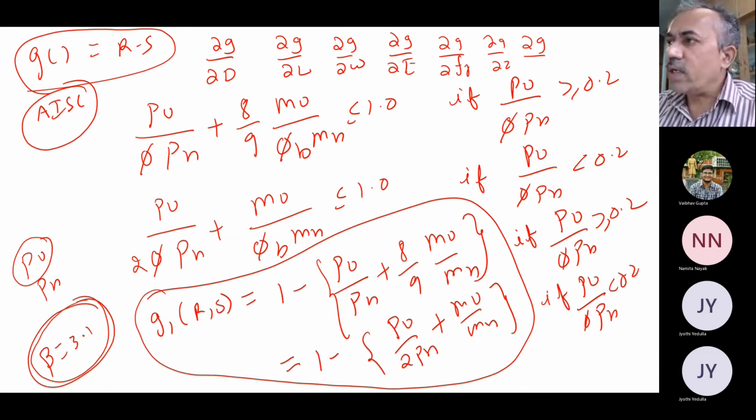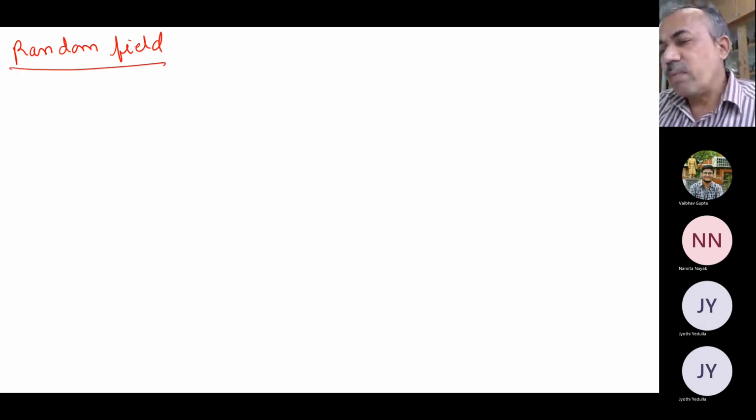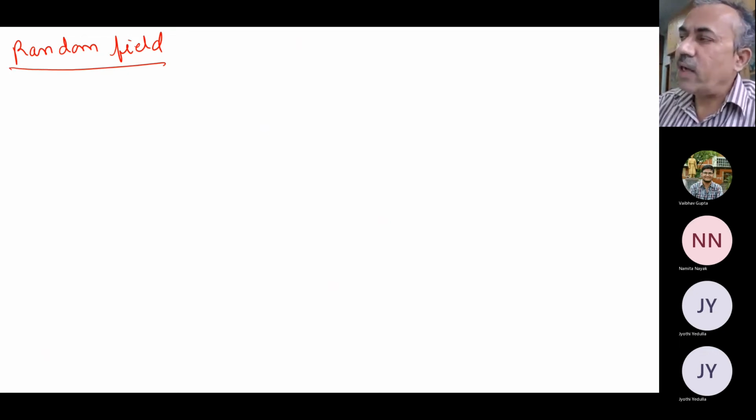Now one more important thing, which we will not go into detail but I will just mention, is random fields. This is the most important thing in practice. In many of our structural engineering problems, a random variable itself may be fine, but in some problems you have to account for the random field also.